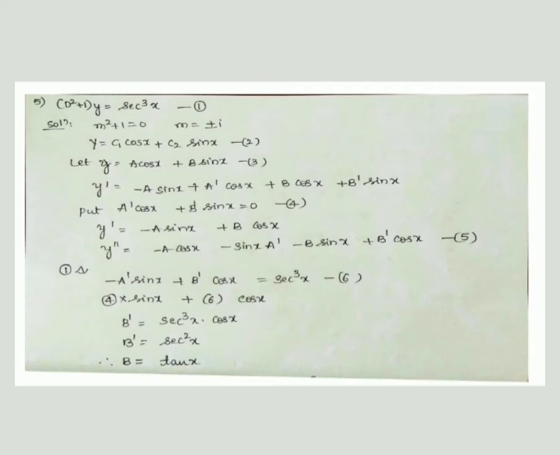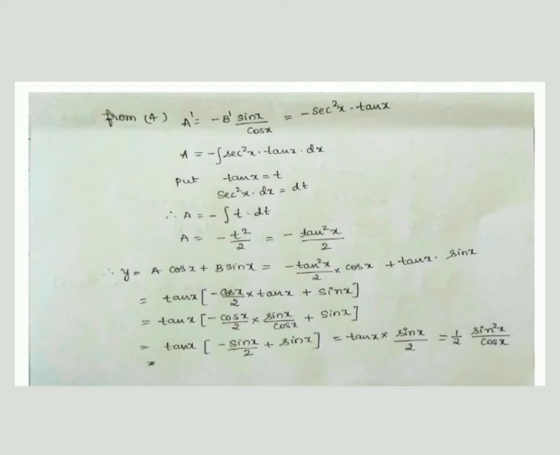Now substitute this b dash in equation number 4. That gives the a dash. A dash is now minus b dash into sin x by cos x. So that is minus secant square x into tan x. So a is equal to minus integration of secant square x into tan x.